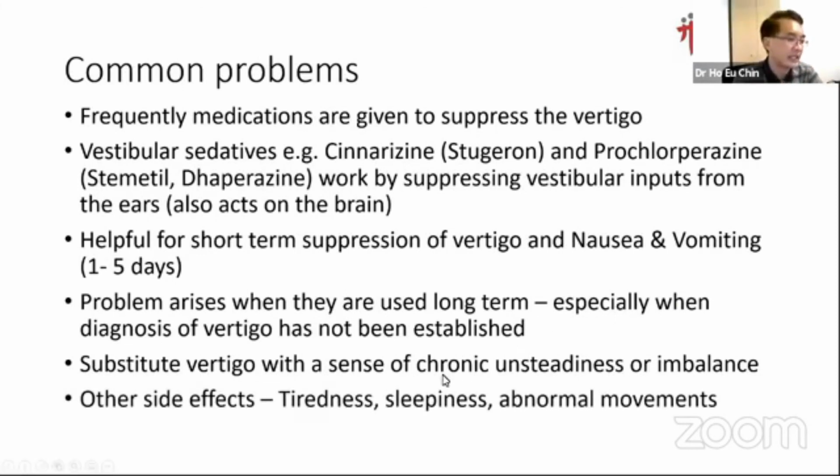Okay? And there can be other side effects as well. When you take this medication long term, because of the effect on the brain, it can cause tiredness, sleepiness, and in the worst case scenario, very abnormal movements. And that could be dangerous.